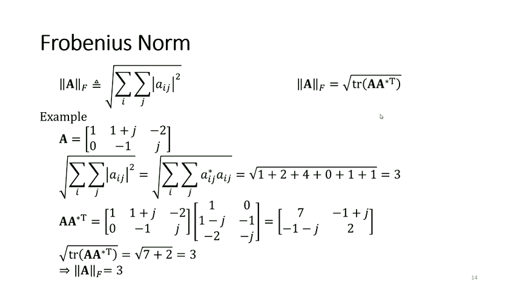So using this expression, we get 3 as the Frobenius norm. What if we do it this way? A transpose is this. You do the multiplication, and we get this. The trace is 7 plus 2. Add up the diagonal elements, absolute value of the diagonal elements, but in this case they're all positive, so 7 and 2. Then you take the square root of that, which gives us 3. So the Frobenius norm of this same matrix turns out to be 3 if we use this expression here. Cool?